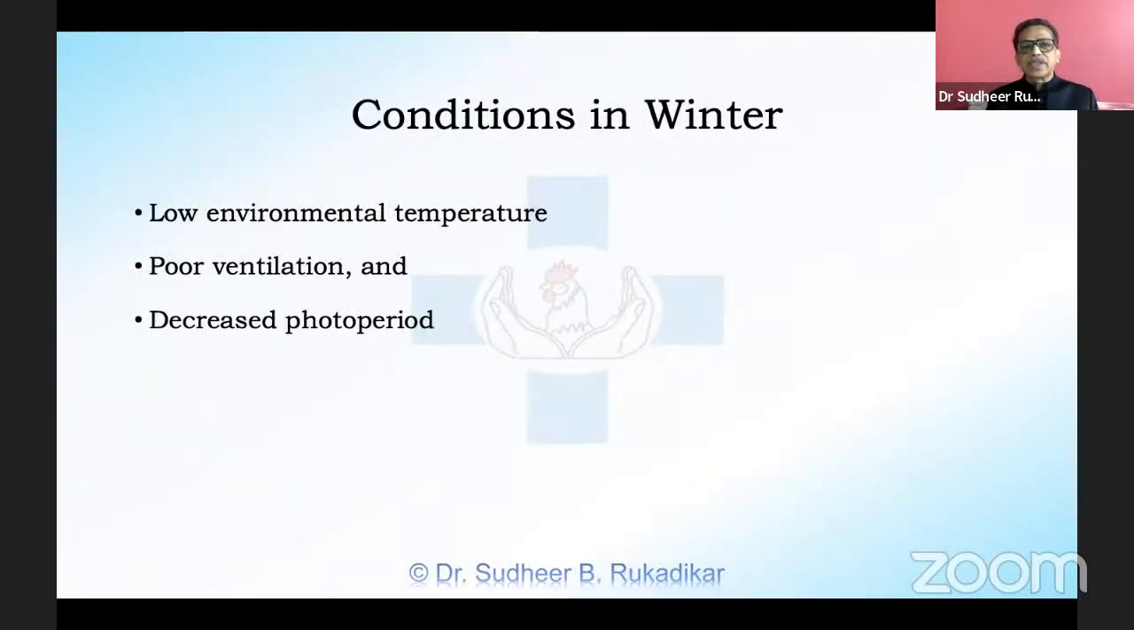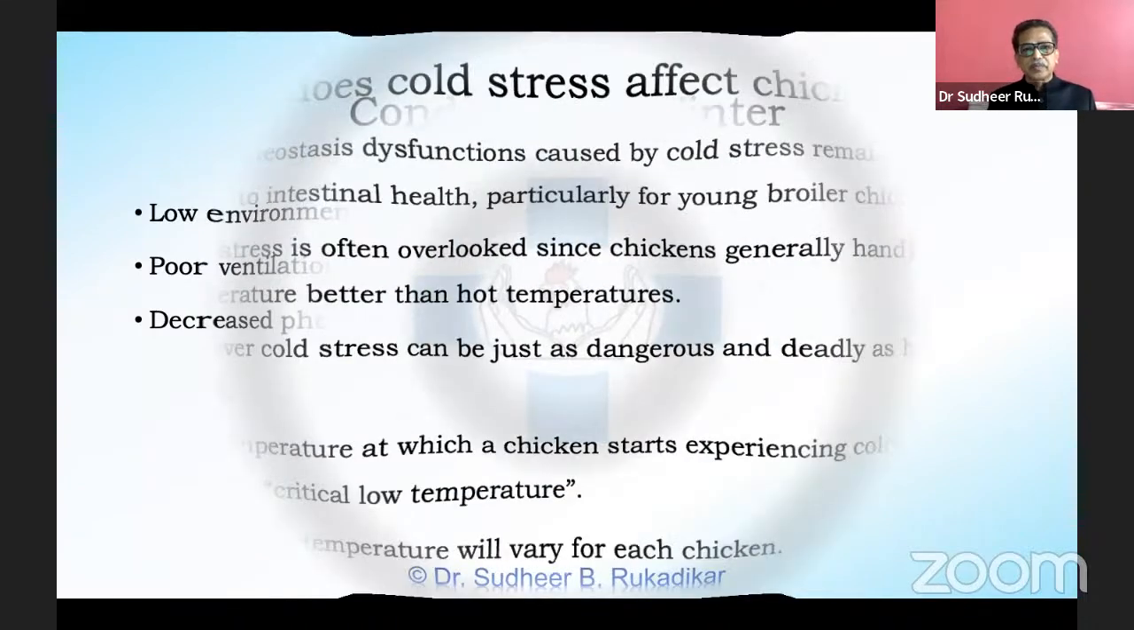Now, what are the conditions in winter that we are facing? Of course, a very low environmental temperature. As we were seeing in the news, 3 days back, Delhi was 2 degrees Celsius. So very cold, very chilled environments, that is one. Ventilation is poor because the density of air is more. Photoperiod is less, because even though there is daytime, as Dr. Kataria said in the morning, in the last 3 days he has not seen the sun in the north. So decreased photoperiod is also one of the challenges we are facing in the winter season.